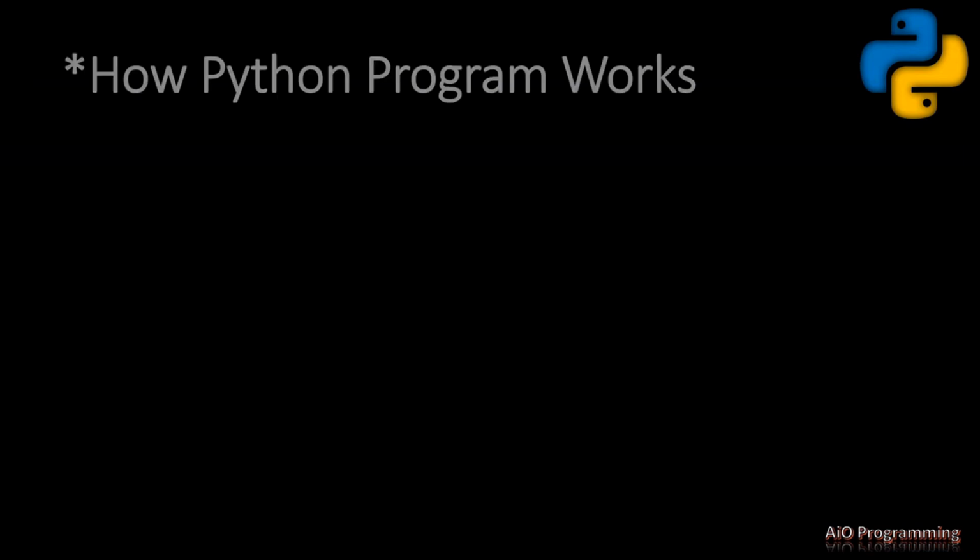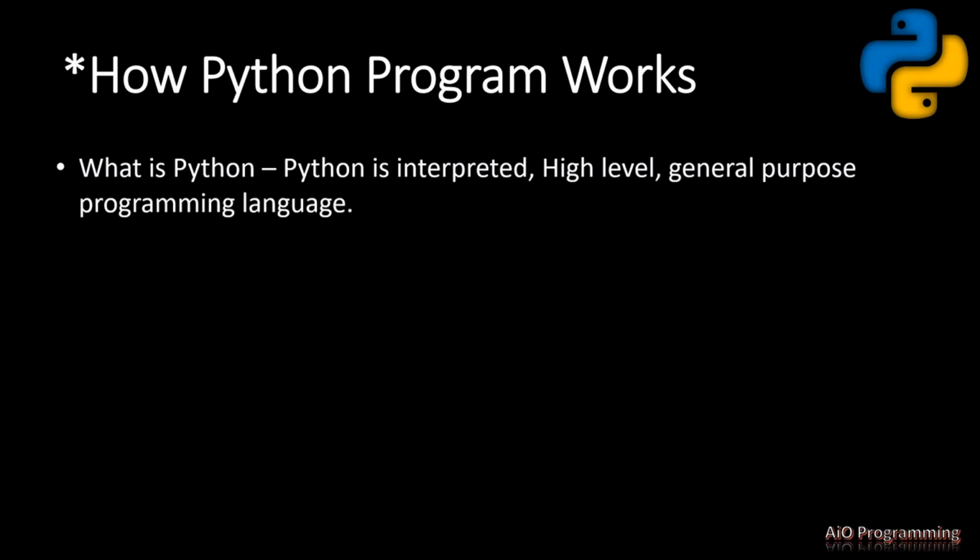Today we will see how a Python program works. So let's start. First, we all need to know what Python is. Friends, Python is an interpreted, high level and general purpose programming language. This definition is according to Wikipedia.